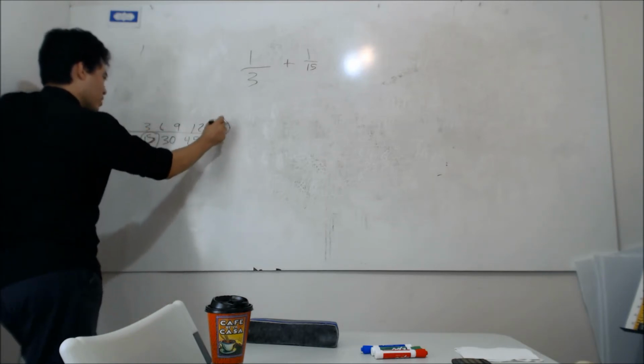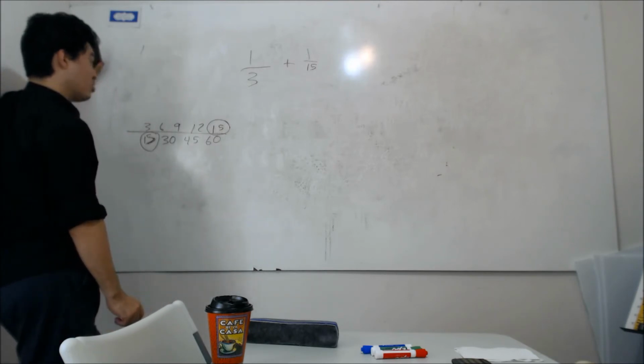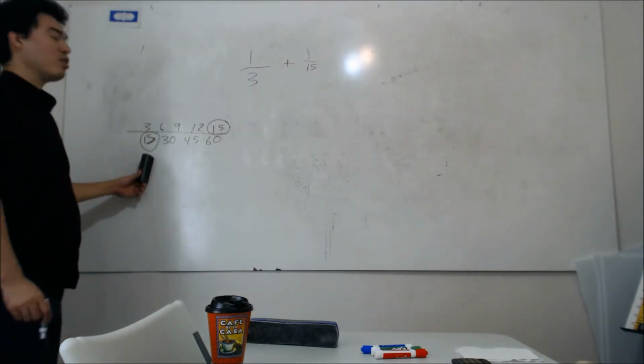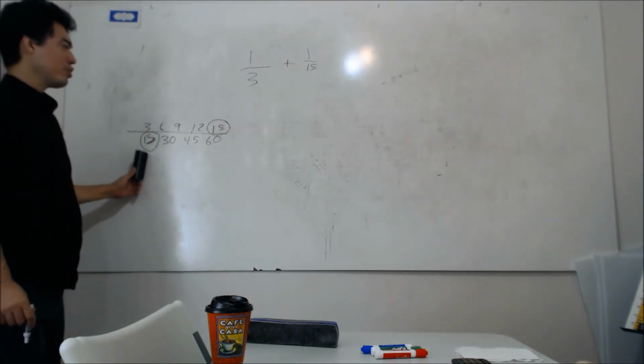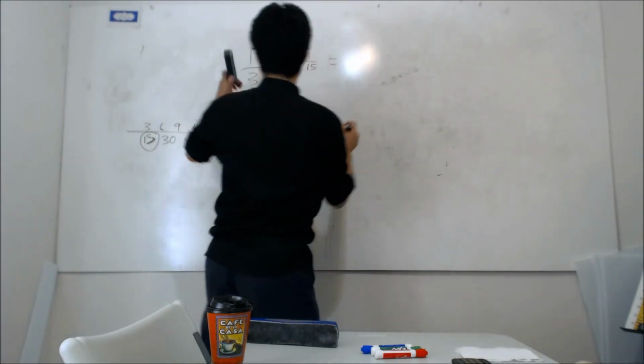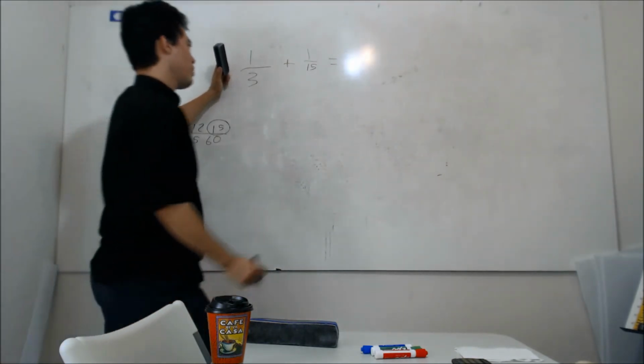In this case, we already found it. 15. This is known as the least common multiple. So we know that 15 is going to be our denominator that we're going to use. We're going to use 15. So equals. Now, what times 3 gives you 15? 5. So watch what I'm going to do.